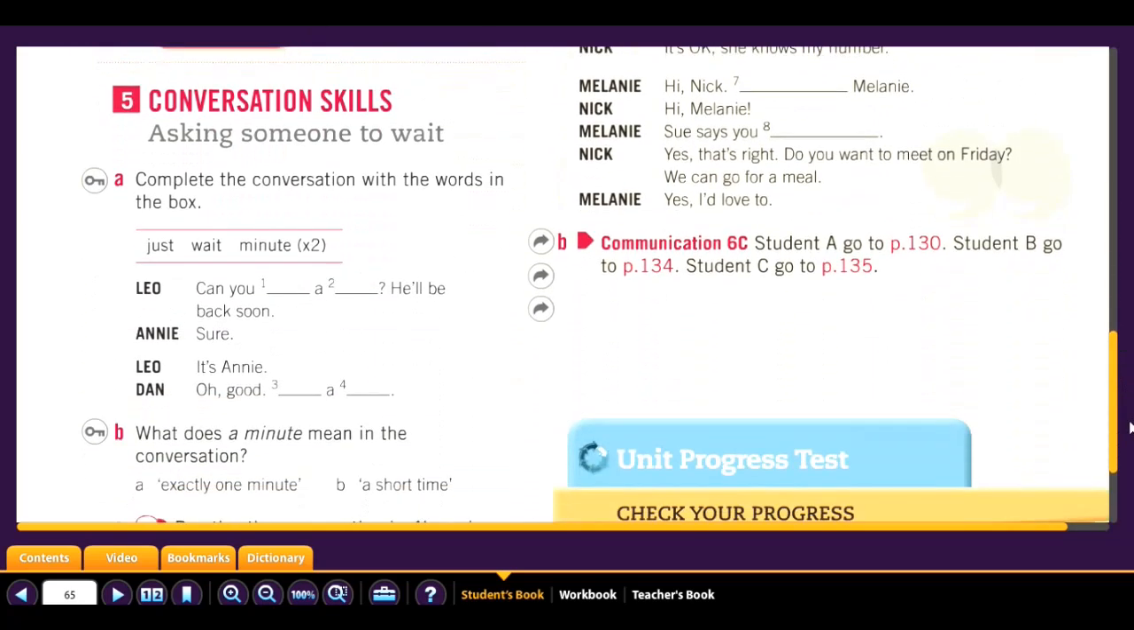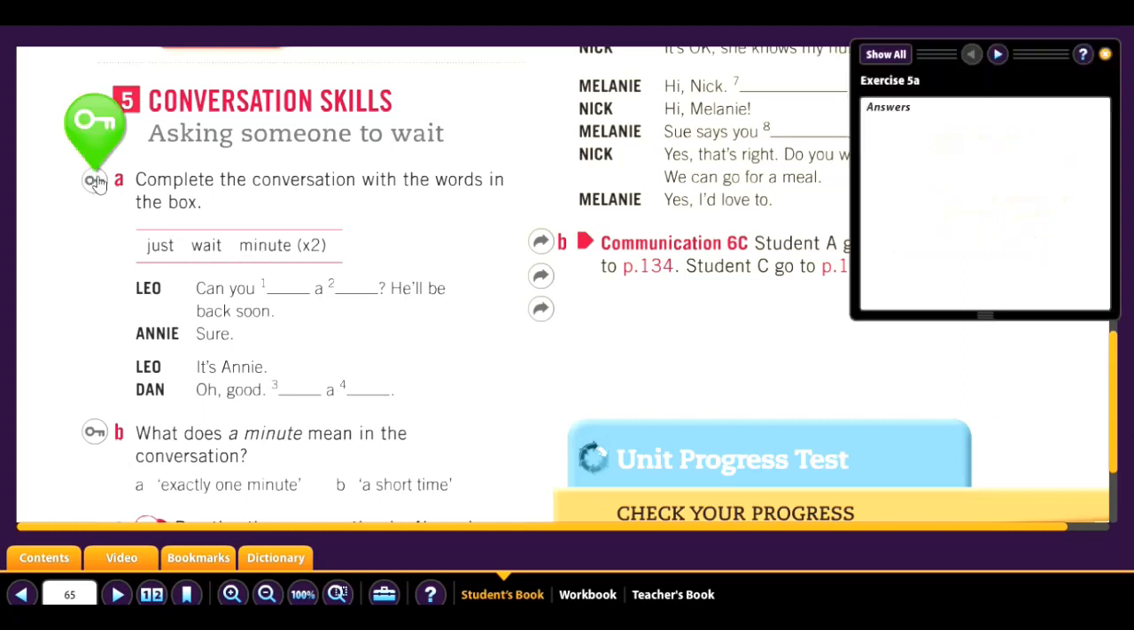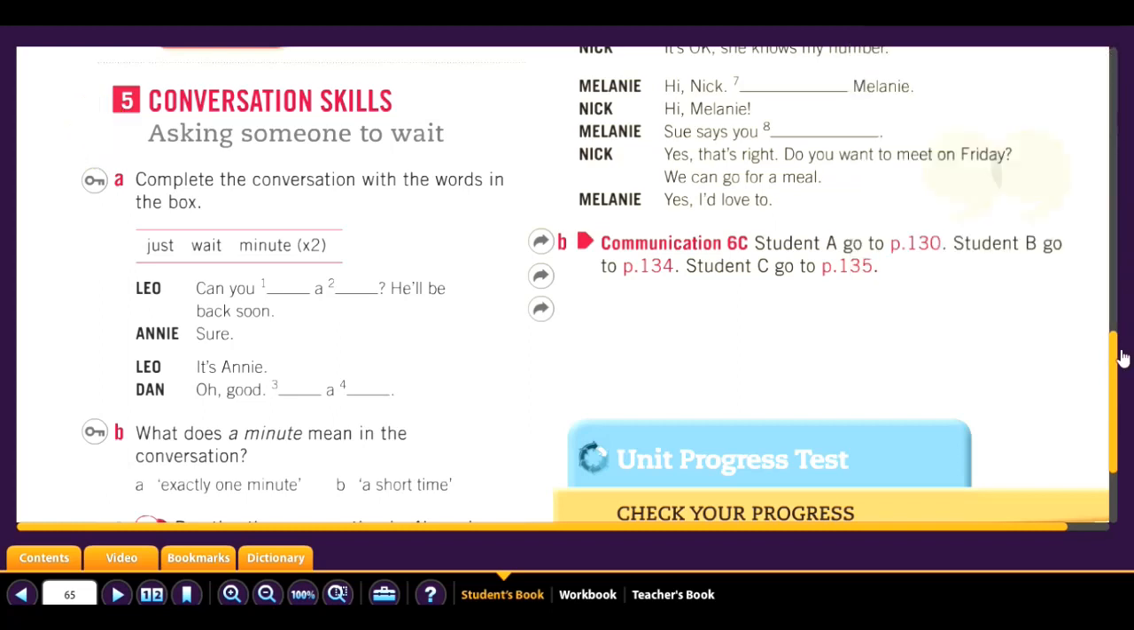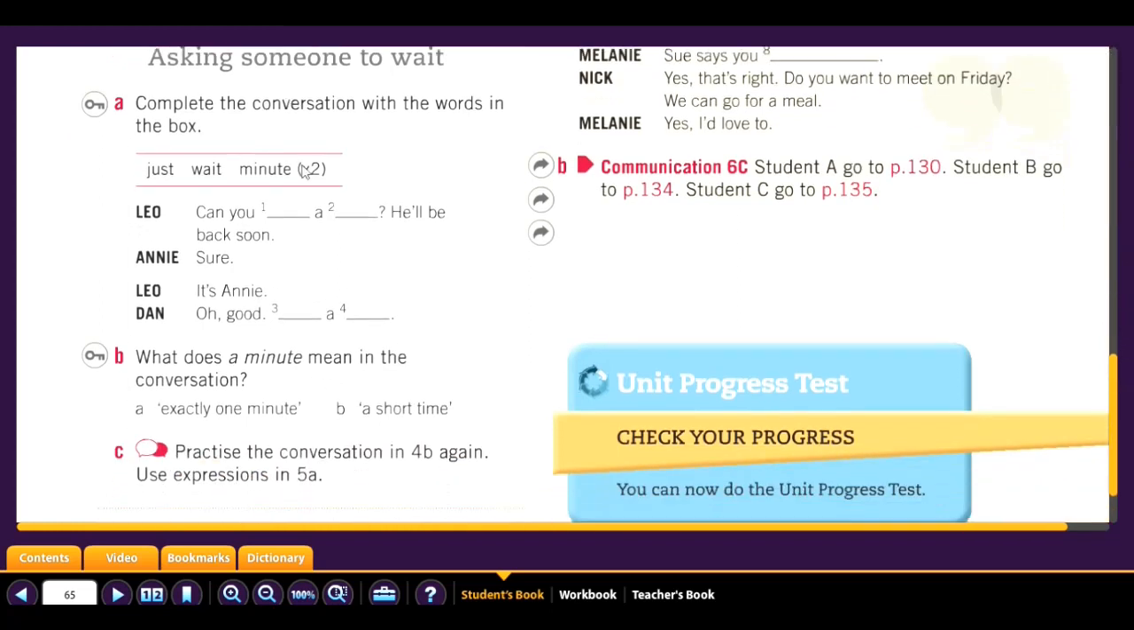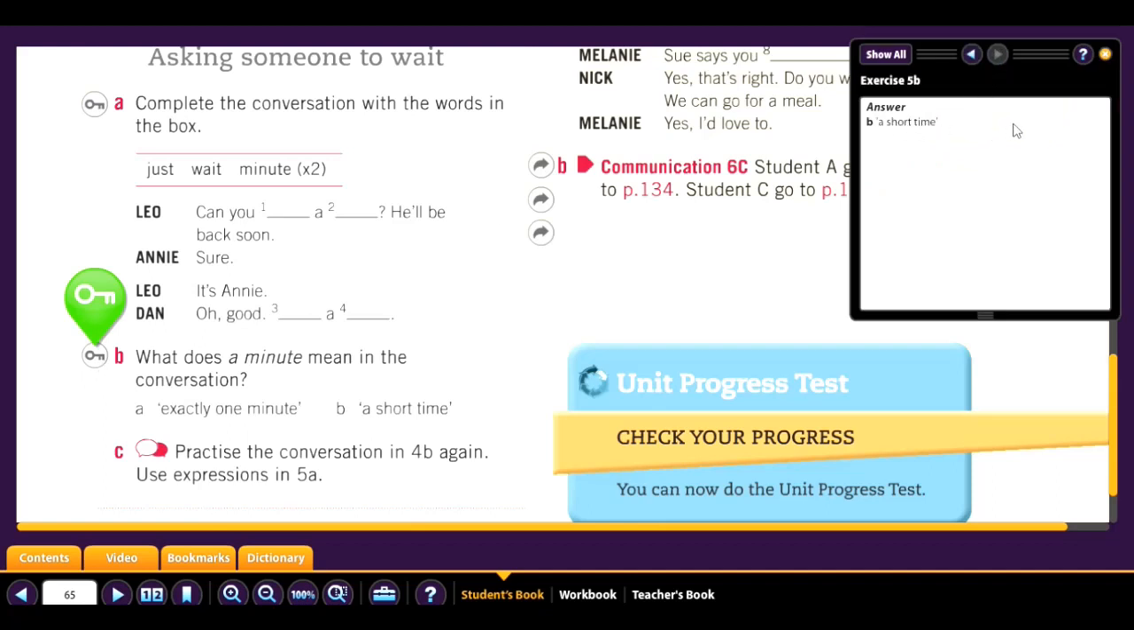Now conversation skills. Asking someone to wait. Complete the conversation with the words in the box. We have just, wait, and 2 times minute. Okay, can you wait a minute? He'll be back soon. Sure. It's Annie. Oh, good. Just a minute. What does a minute mean in the conversation? ¿Qué significa a minute? Exactly 1 minute or a short time? A short time.